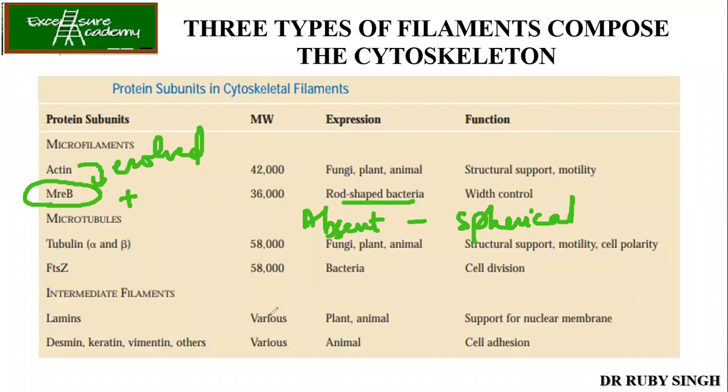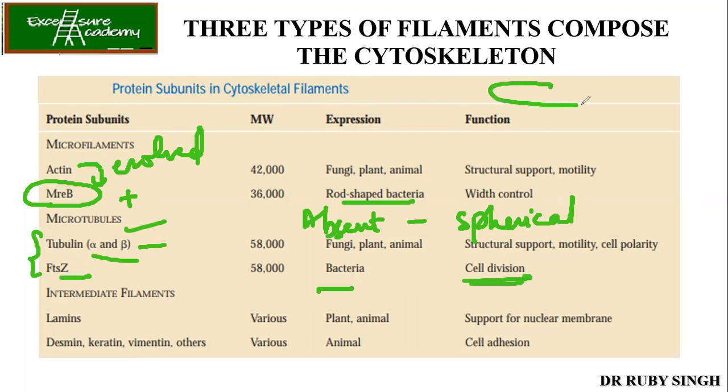Yeah, okay. So now coming to the microtubules. We have alpha beta tubulin and then FtsZ. Again, these are homologues. Tubulin is present in eukaryotes, FtsZ is present in bacteria. Again, we know that microtubules help in cell division, so FtsZ is again present for cell division.